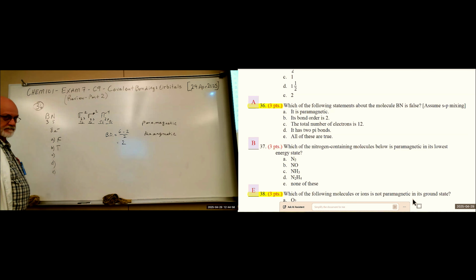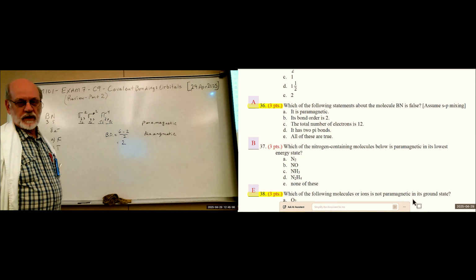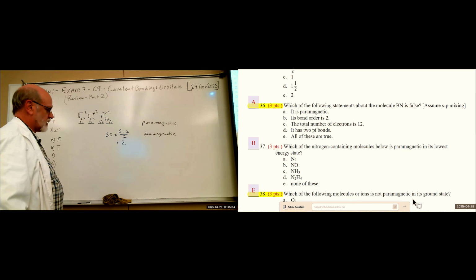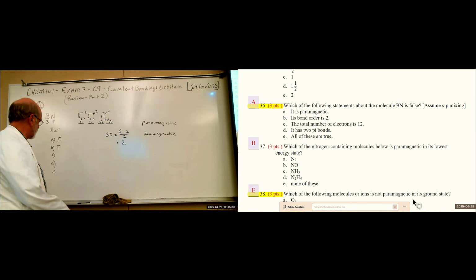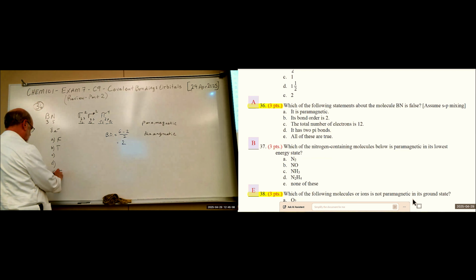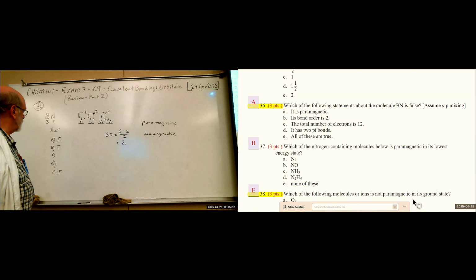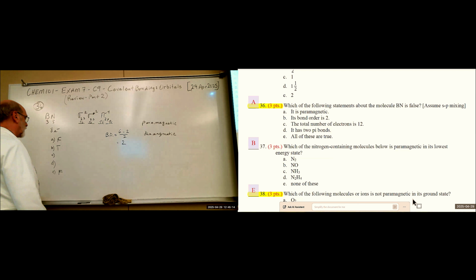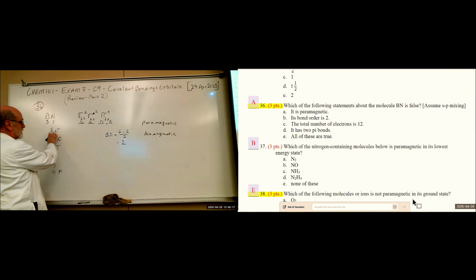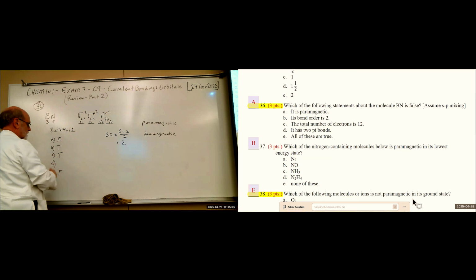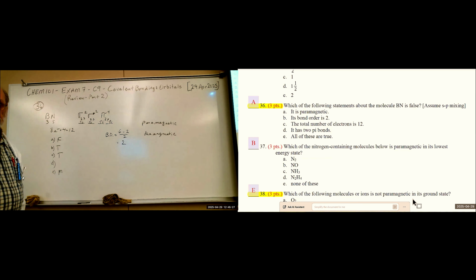I could have had a V8. The total number, okay, all of these are true. Well, they can't be because we found a false one. So C and D should be true. Total number of electrons is 12. These are valence electrons. And then you have a 1s sigma and sigma star. So that's plus 4 equals 12. That's true. Total number of electrons.